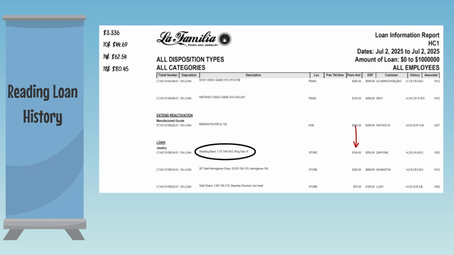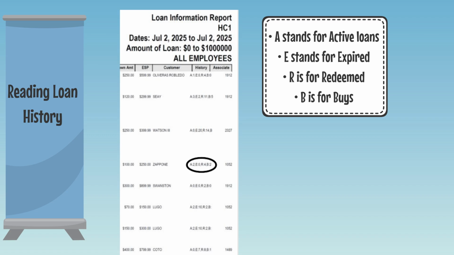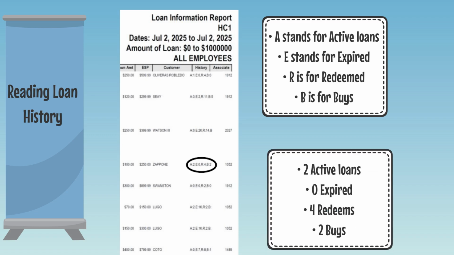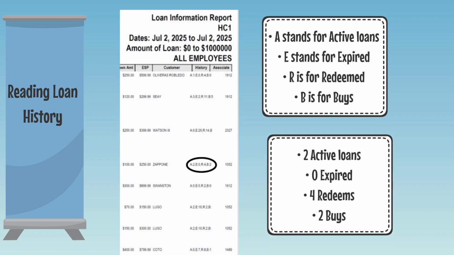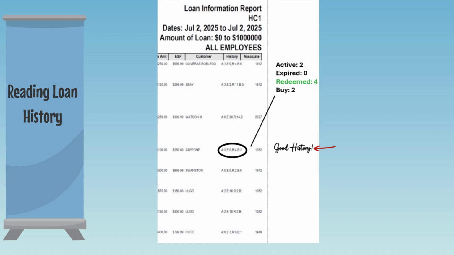When you go to the far right-hand side of the Pawn Walk, you'll see a section labeled History, and under it you'll have 4 letters. A, which stands for active loans, E, which stands for expireds, R, which stands for redeems, and B, which stands for buys. In this example, the customer has 2 active loans, 0 expires, 4 redeems, and 2 buys. So this tells us that the customer has good history at 100% redeems.